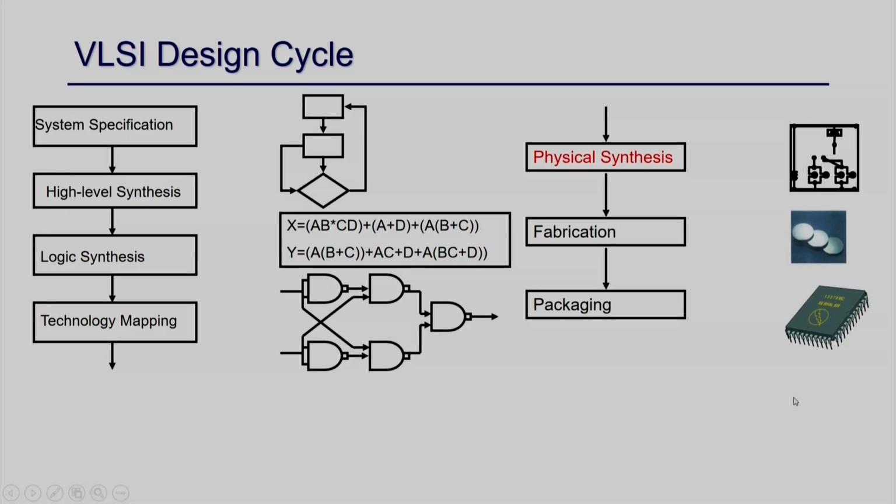If you look into the VLSI design cycle, we have already discussed that it starts from some specification, then goes through high level synthesis, logic synthesis, technology mapping, and then physical synthesis, fabrication and packaging, right. We have already discussed high level synthesis, logic synthesis and technology mapping, and we are going to talk about physical synthesis today.